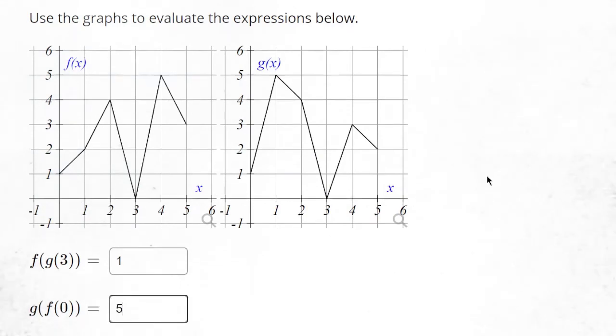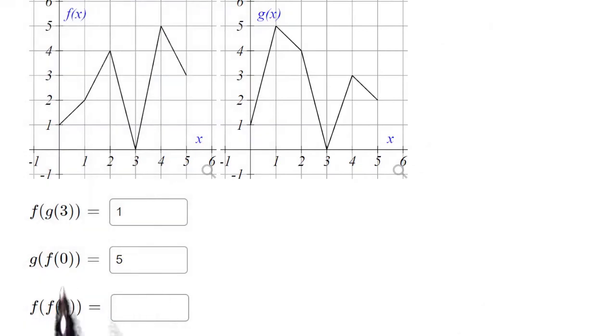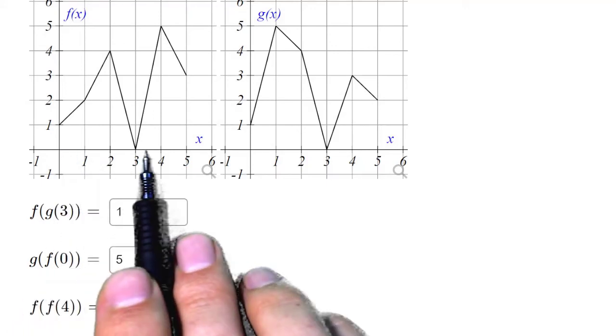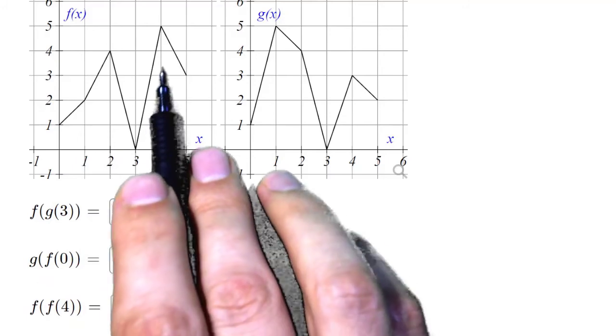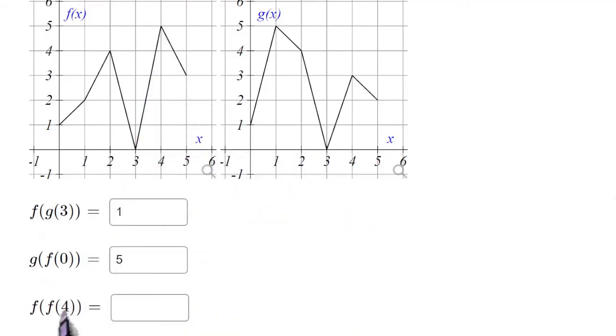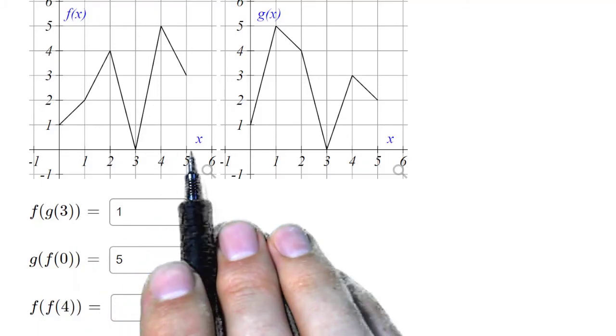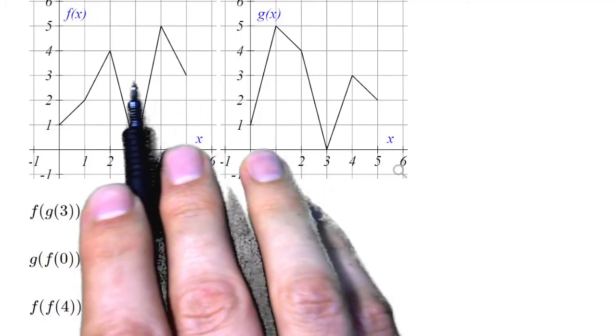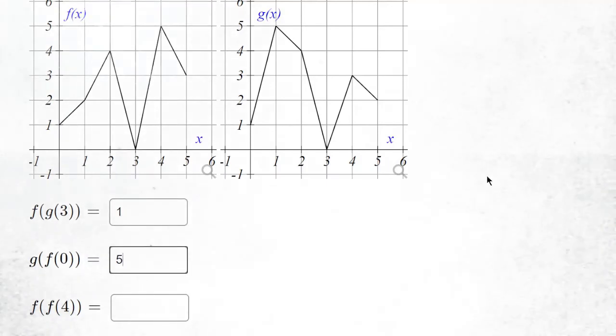There are a couple other questions down here. Let's try f of f of 4. Well, what's f of 4? F of 4 is the height of the graph of f above 4. Well, that's 5. So f of 4 is 5. So that means that this is just f of 5. This whole thing is 5. So f of 5, what's that? That's the height of the graph of f above 5. And that is 3. So the answer here is 3.